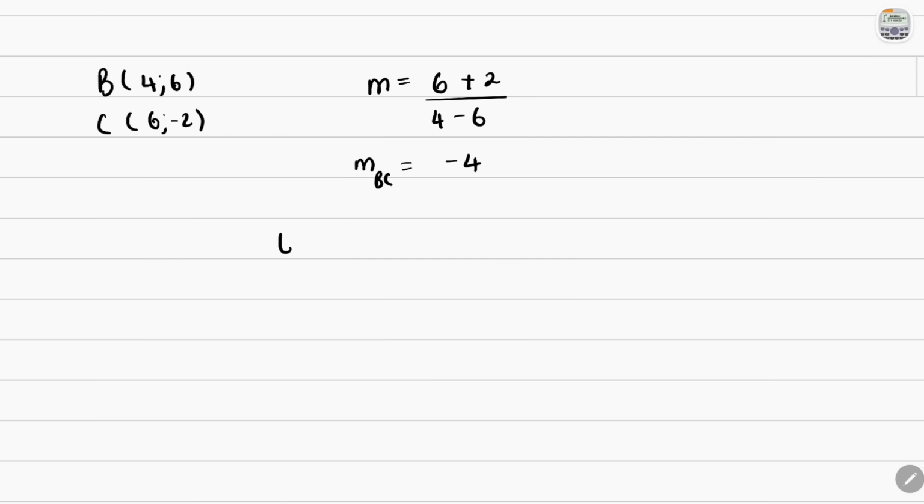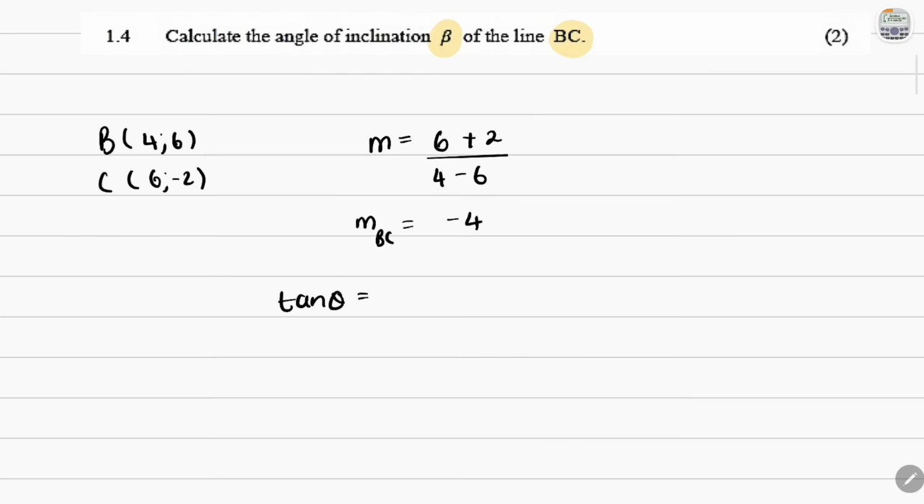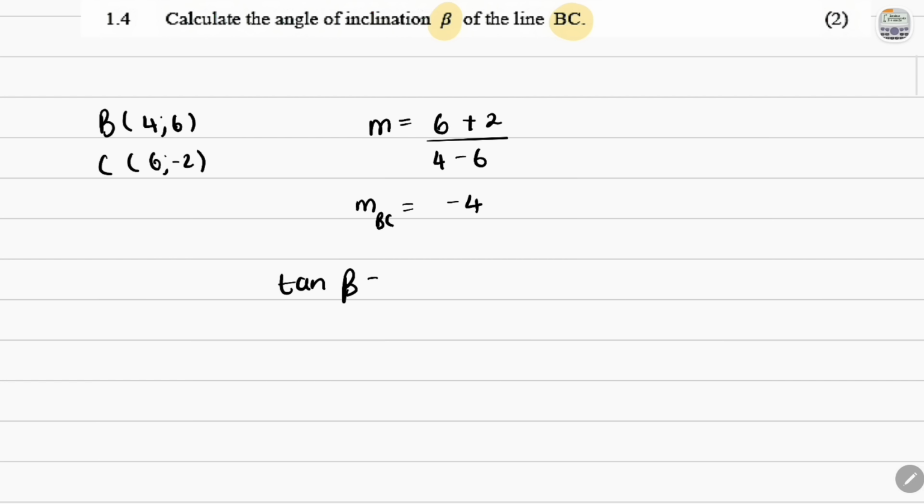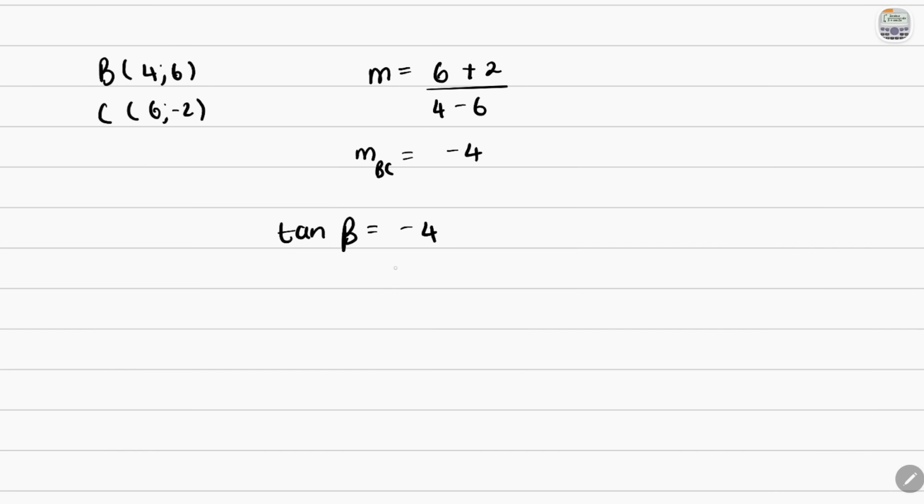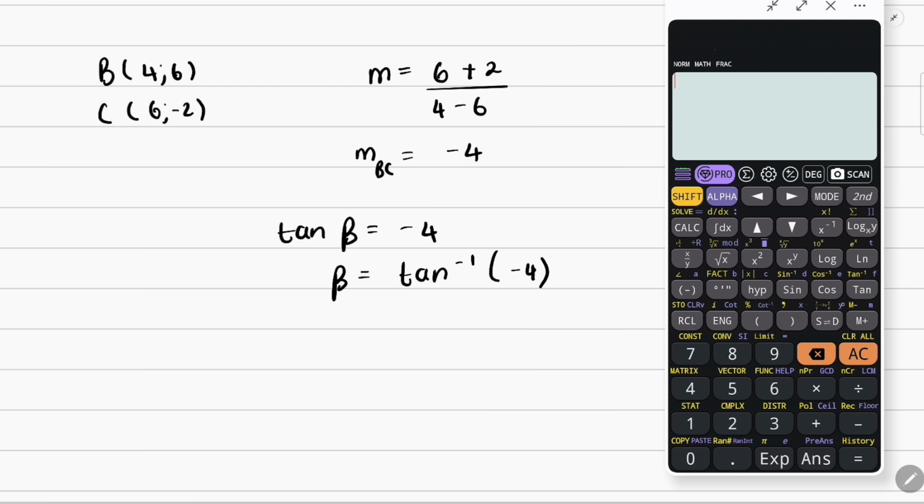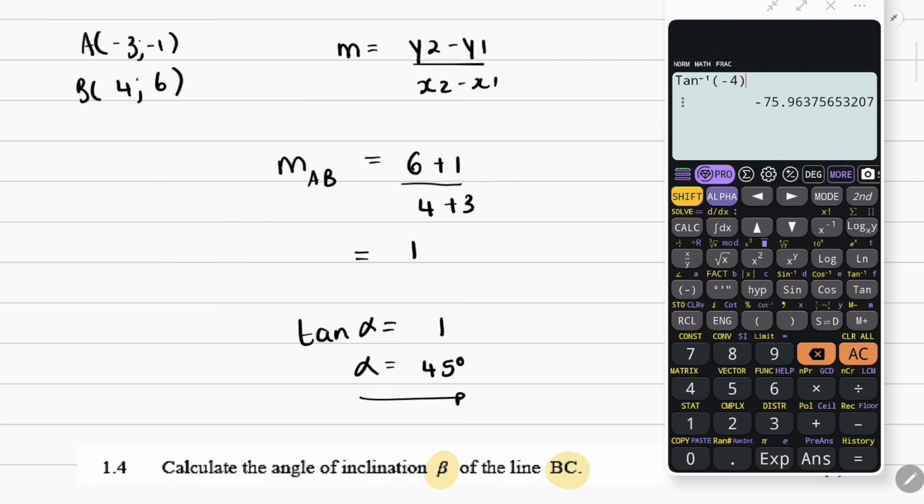And now we can say tan theta equals our gradient. This one is called beta. So let's say tan beta equals our gradient, which is negative 4. And then we can go ahead and transpose tan. So beta equals, but here's the thing about this. The minute you say shift tan of negative 4, you're going to get a negative angle. So shift tan and you say negative 4, you get a negative angle.